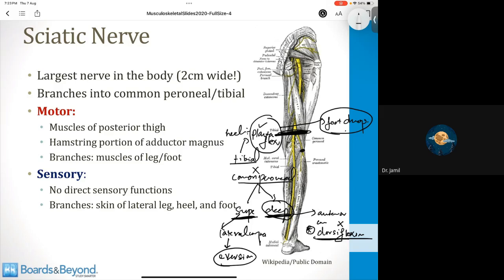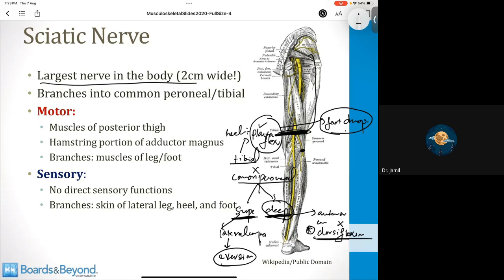Or during a leg cast, it can be compromised if someone has any kind of leg cast due to fractures. So I just told you we are going to discuss the upper part of the sciatic nerve here in radiculopathy. So we know that the sciatic nerve is the largest one, about 2 centimeters wide.